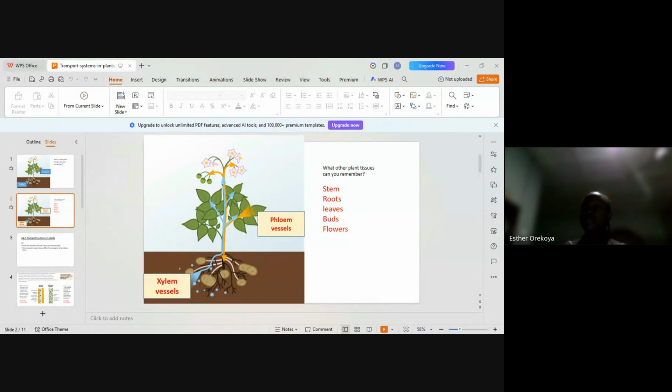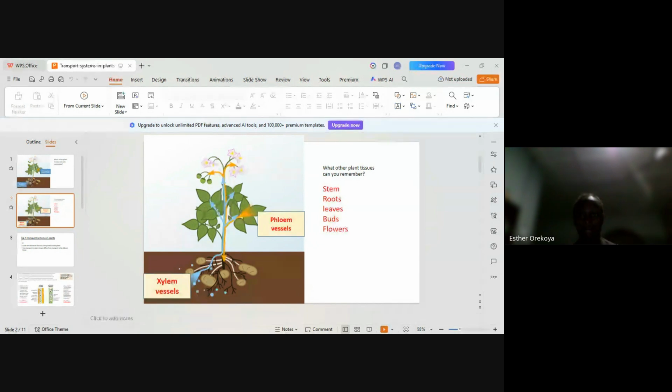Now, the mechanism of transportation in multicellular organisms. When I asked the question, what is a unicellular organism, Christine answered. She said a unicellular organism is made up of one cell. So now, when we say multicellular, what does it mean? It means it is made up of multiple cells, many. It's made up of many cells.